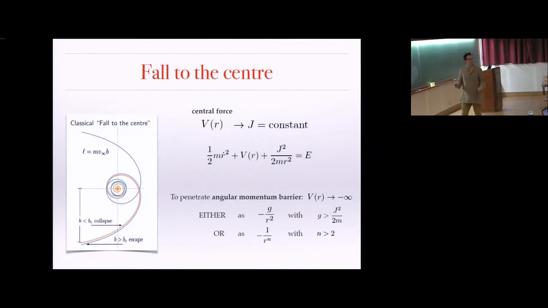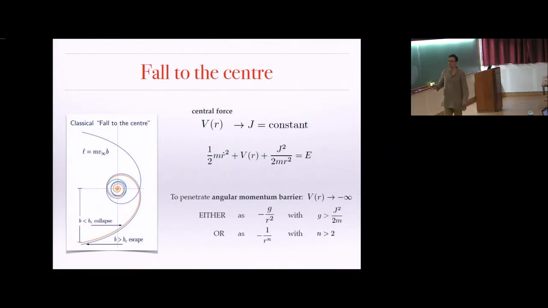Now we ask, under what circumstances do we have fall to the center? Well, if our potential also went as 1 upon r squared, but with g, this coupling constant here, being slightly bigger, anything bigger than the angular momentum barrier, then it can fall to the center. Or, of course, you can have a more strongly singular potential, and then it will also collapse to the center according to classical mechanics.